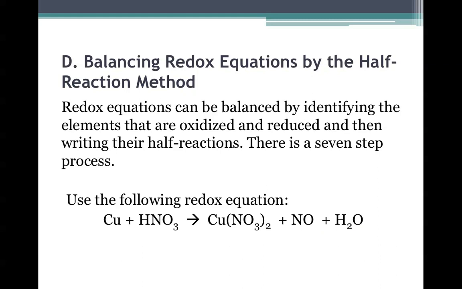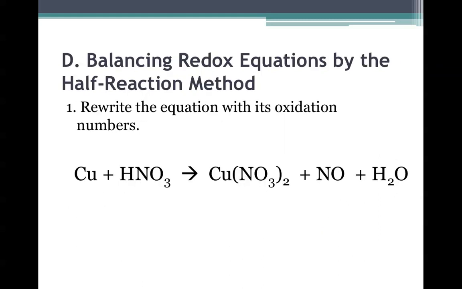So we can balance redox reactions by identifying the elements that are oxidized and reduced and then writing their half reactions. And this is a 7-step process that we're going to be doing. First off, you have to assign oxidation numbers to all the elements involved. Again, we've done this for a couple of lessons now. So remember, anything by itself is going to be 0, so copper is 0.